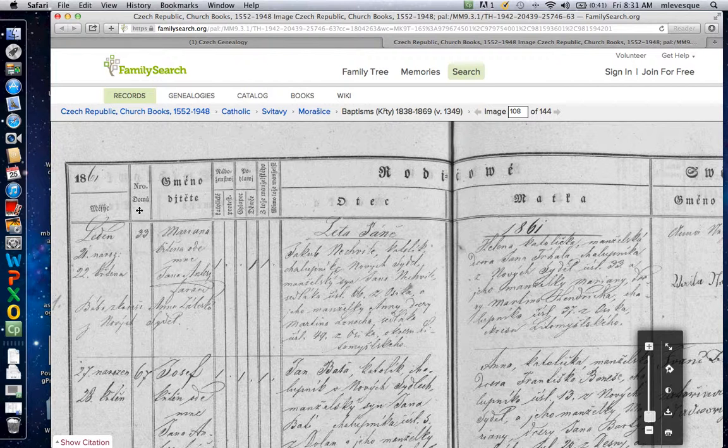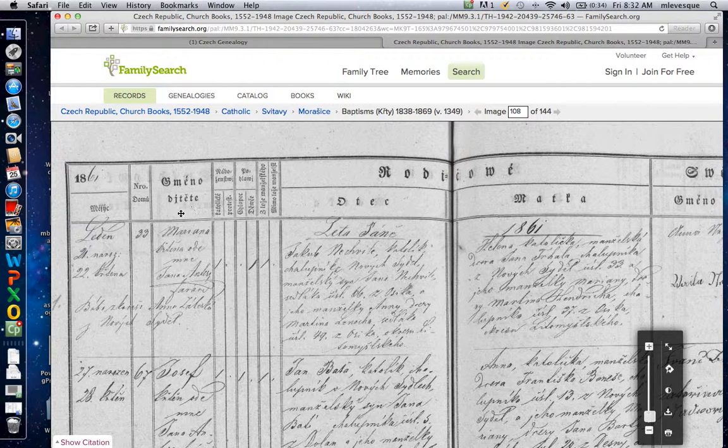Then NRO stands for number. House is DUM, with a háček over the M. Of the house would be domu. The endings of the words change as the grammatical case changes.